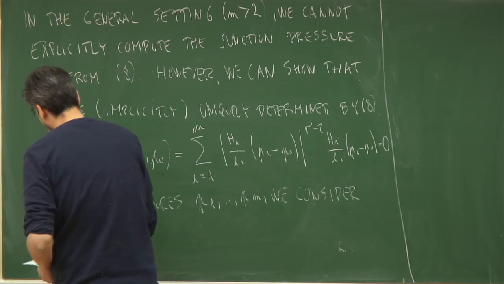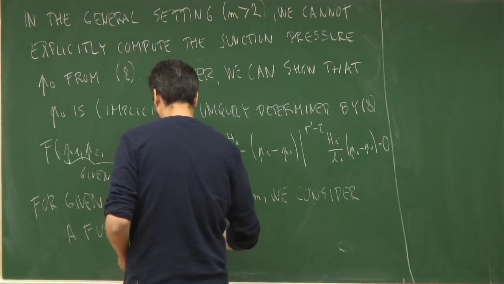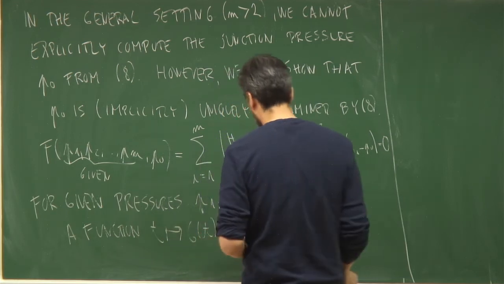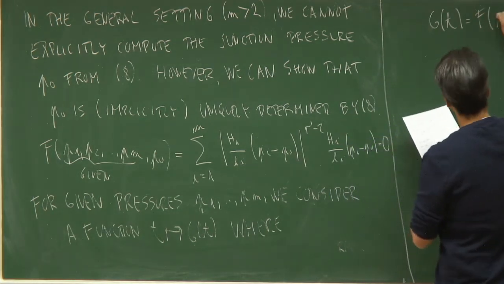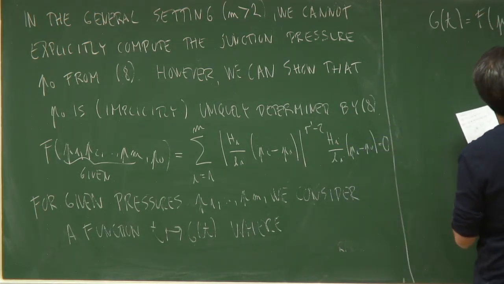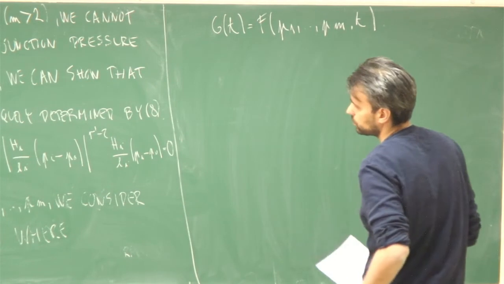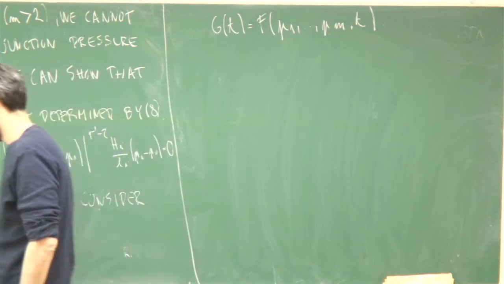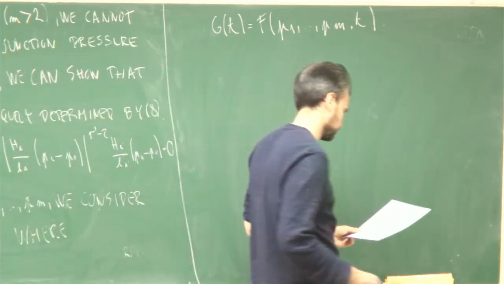So a function g(t), where this single variable function is given in this way, with p1 to pm and t. What you want to show is that this function has a unique p0 such that g of p0 is equal to 0. And then you have what you need.